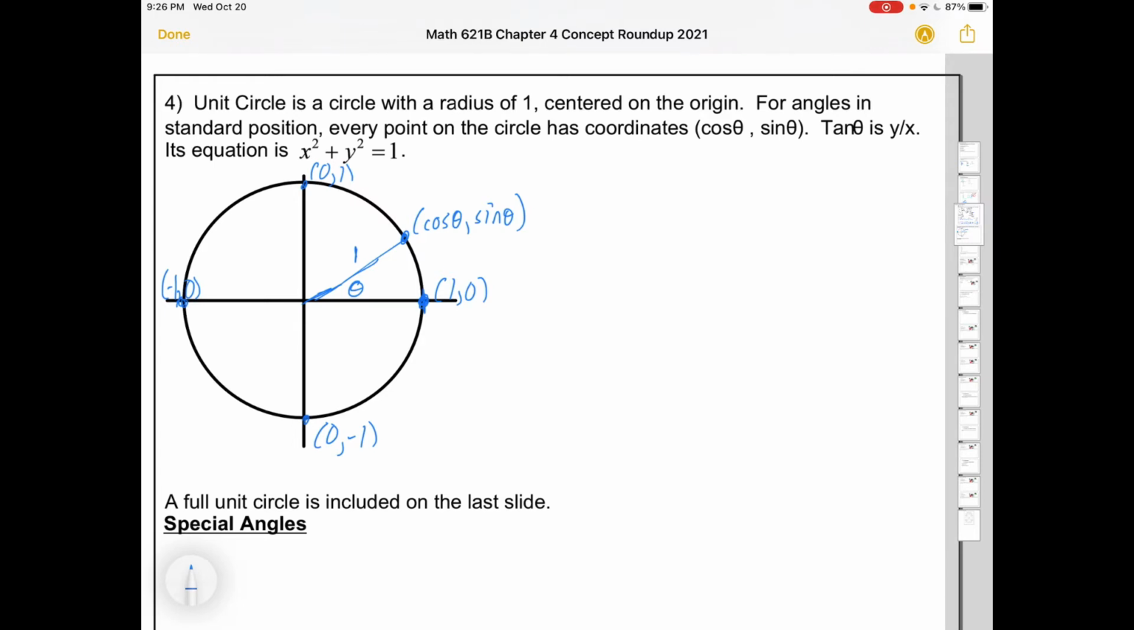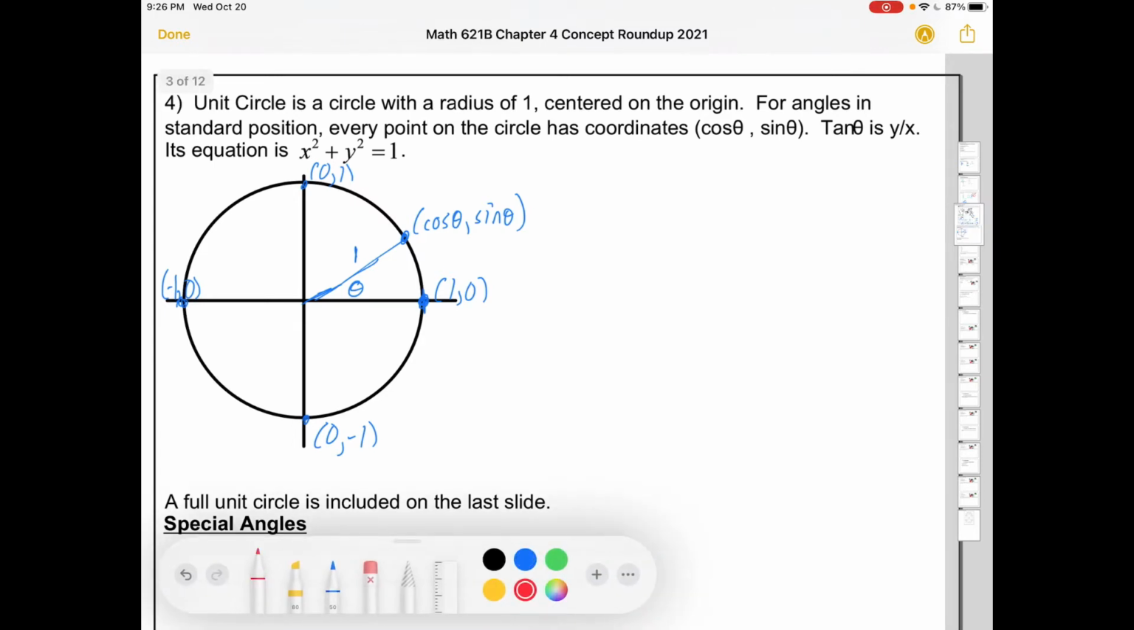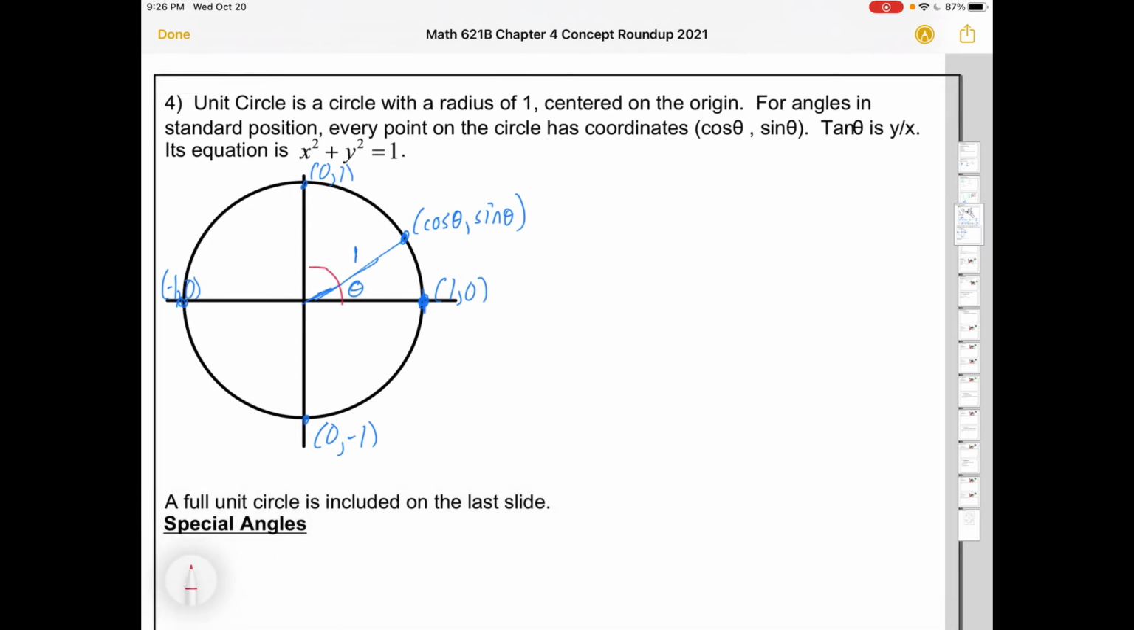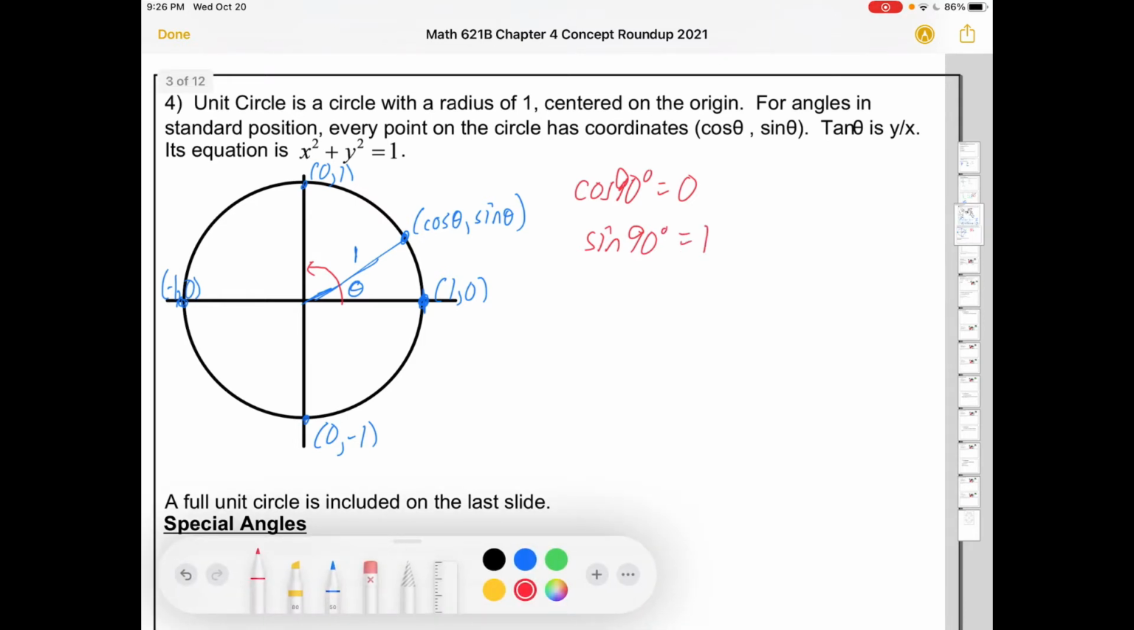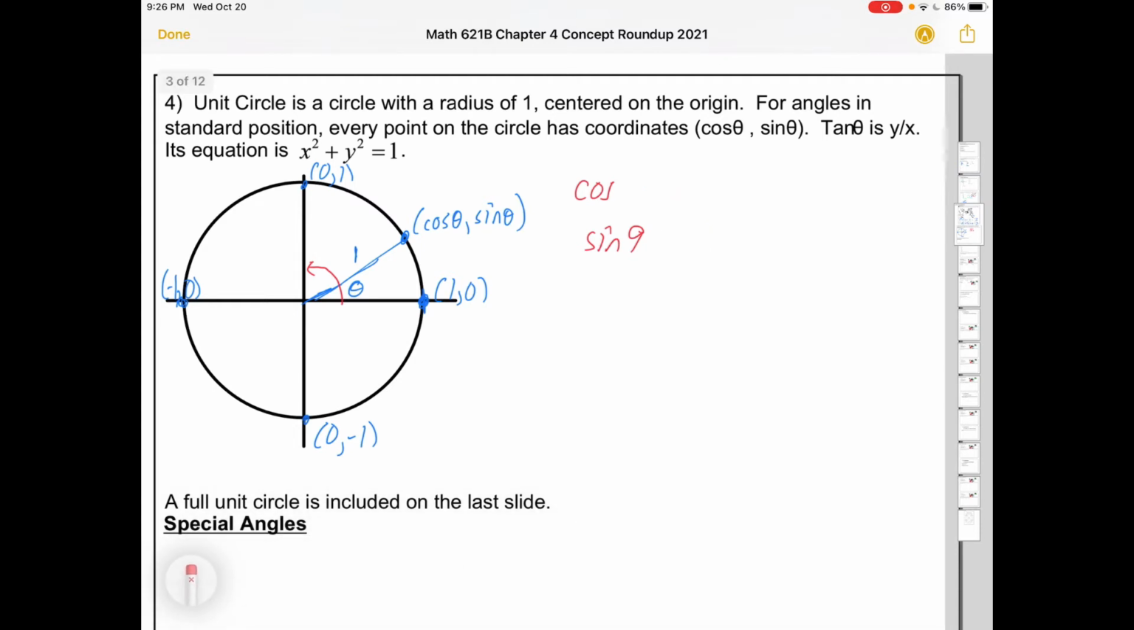So what does it tell you then? Well, it tells you if you had, say, 90 degrees, then you'd be having a cosine of 90, that is that x value of 0. And the sine of 90 is that y value, which is 1. So that's kind of helpful. You could check those things in your calculator. They are indeed true.